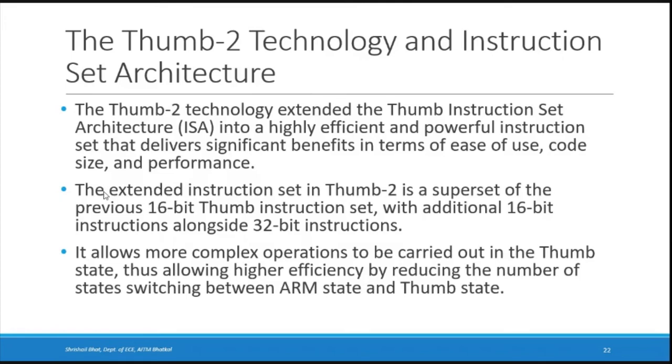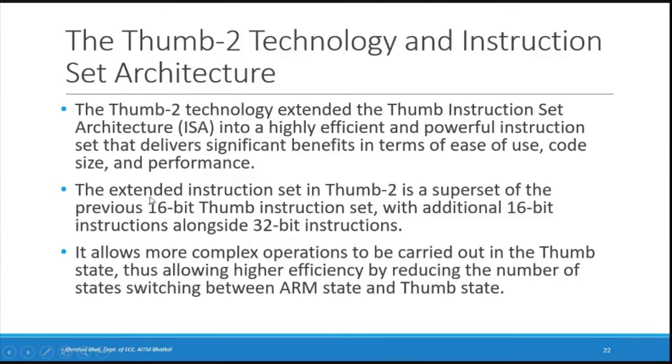Here, since we are operating only in Thumb 2, we can mix the 16-bit and 32-bit instructions, and they can be built together without state switching. Okay, so this Thumb 2 technology extended the Thumb instruction set architecture, that is Thumb ISA, into a highly efficient and powerful instruction set, which delivers certain benefits in terms of ease of use, because you can mix them. Code size also reduces because you can use 16-bit along with the 32-bit instructions, and also the performance, obviously.